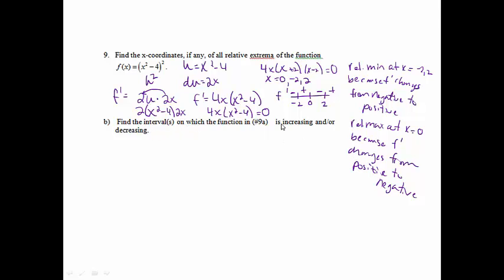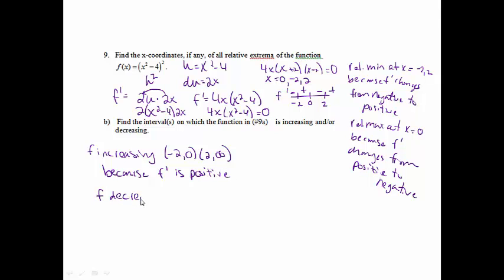And then for part B, where the function is increasing or decreasing, f will be increasing wherever the derivative is positive. So we already have our chart drawn for that. So that will be from negative 2 to 0 and then from 2 to infinity. And that will be because f prime is positive. And then we'll say f is decreasing wherever f prime is negative, which will be from negative infinity till we get to negative 2, and then from 0 to 2. And that will be because f prime is negative. And then we got it on that one.